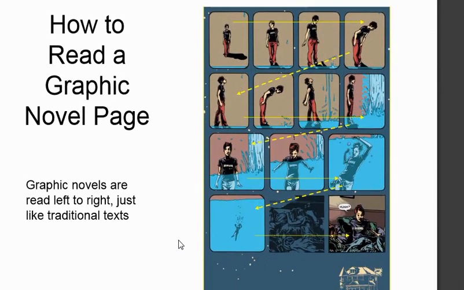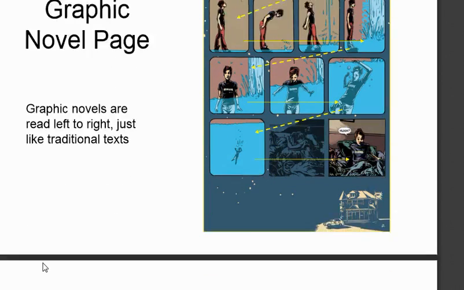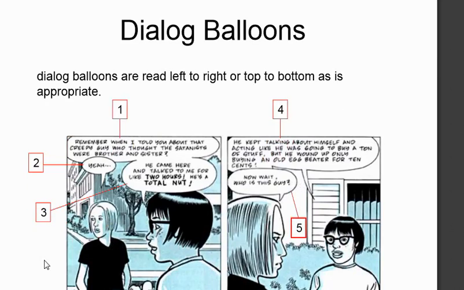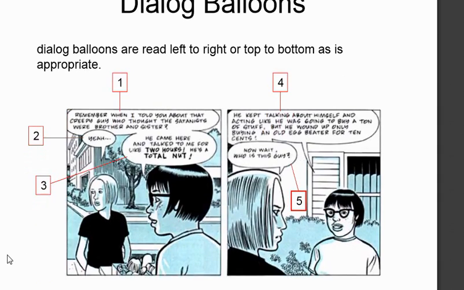The next question then is how to read a graphic novel. Well, a graphic novel is read just like a regular novel, from top to bottom and left to right. So you would start at the left and move to the right and go from top to bottom. Remember this rule: top to bottom and left to right. Because once we have dialogue balloons, it becomes a little tricky. Dialogue balloons are read left to right or top to bottom as is appropriate. You can see top to bottom rule first and then left to right.